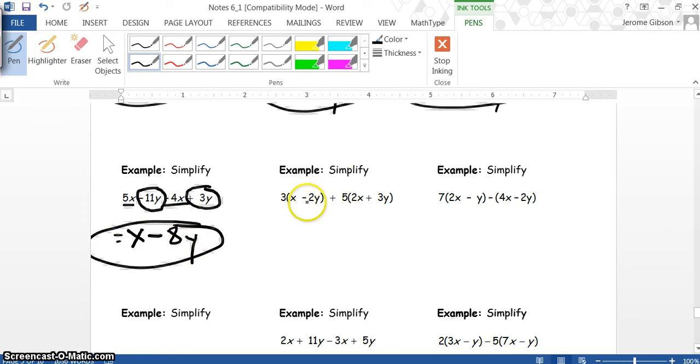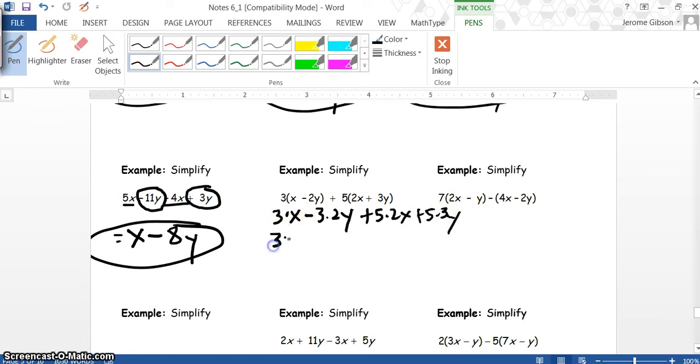Now we come here, it says simplify. You notice we have parentheses and we have multiplication. You notice we cannot combine anything inside the parentheses. So we will use the distributive property. So we have 3 times x minus 3 times 2y. And then we will have 5 times 2x. And we will have 5 times 3y.